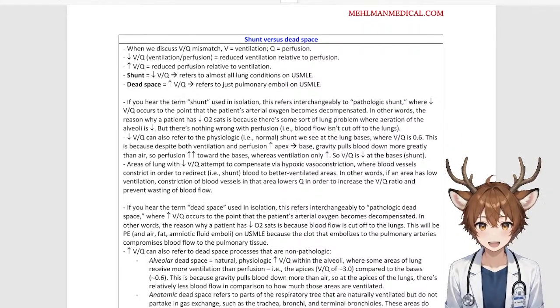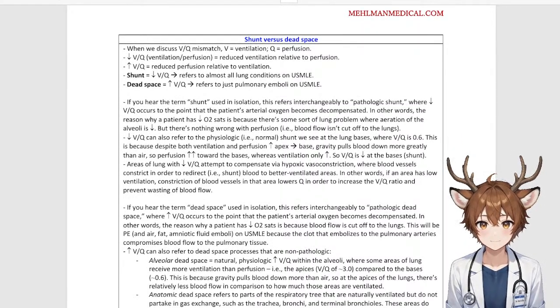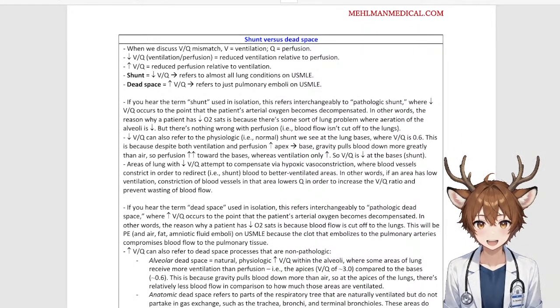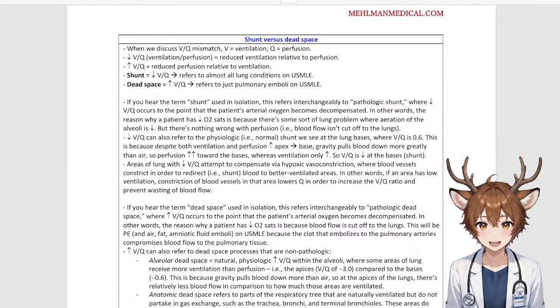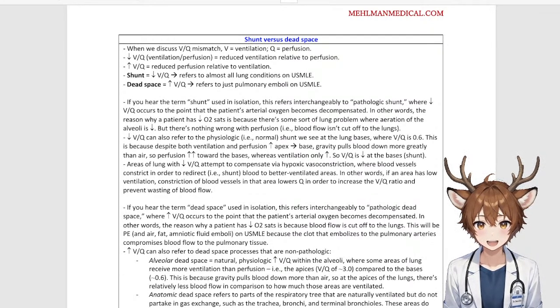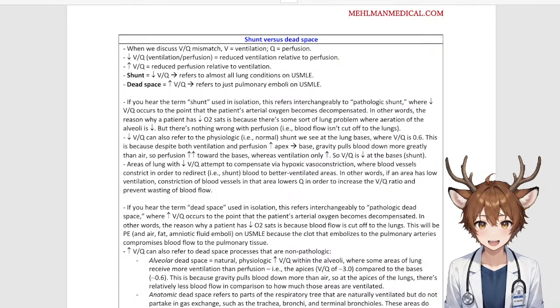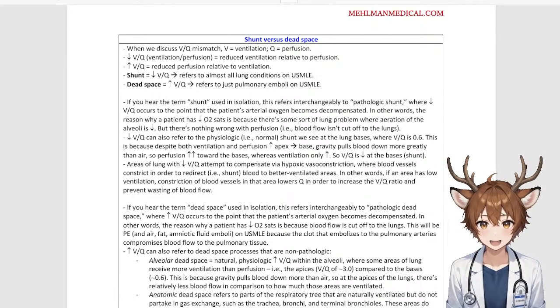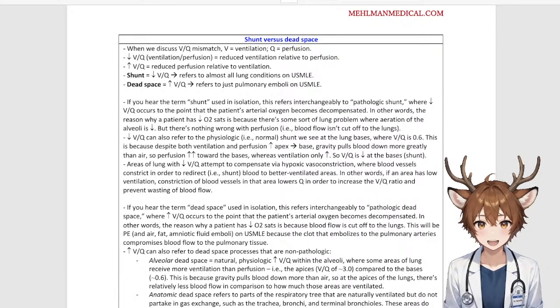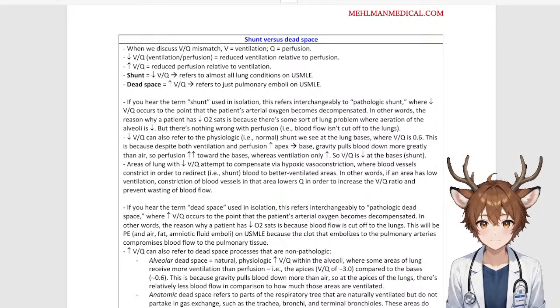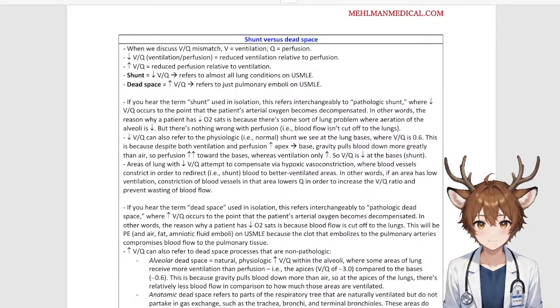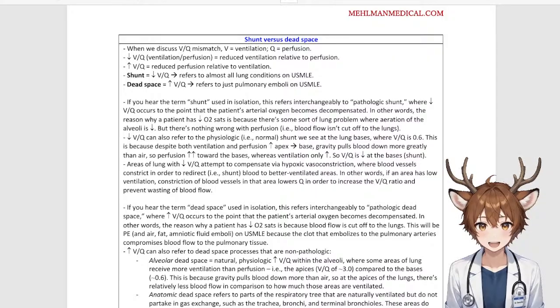Okay, what about shunt versus dead space? When we discuss VQ mismatch, V equals ventilation and Q equals perfusion. Good to know, because now Q means both perfusion and question. A decrease in VQ means reduced ventilation relative to the perfusion, because the perfusion is higher and the ventilation is lower. If VQ is high, that means there's reduced perfusion relative to the ventilation.